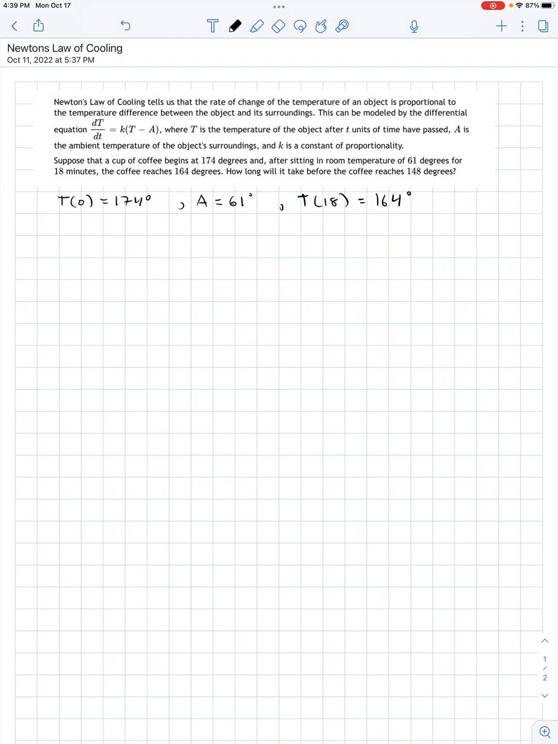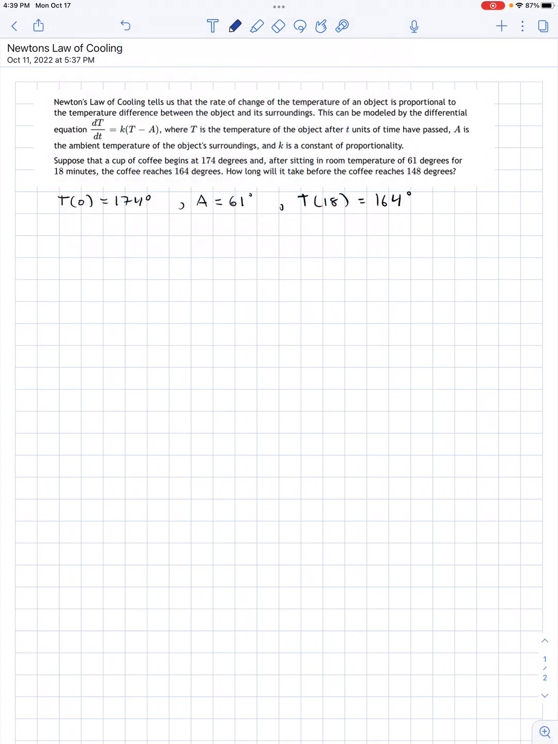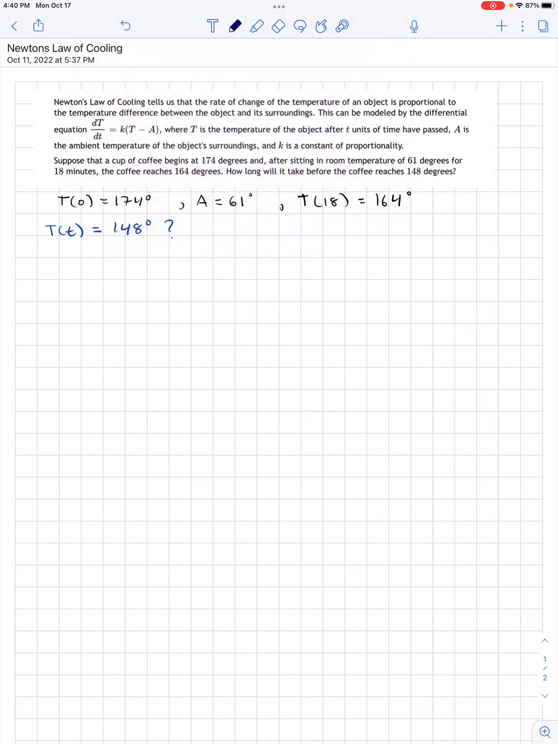Wonderful. And what we want to know is how long it will take before the coffee reaches 148 degrees. So essentially what we want is the time at which the temperature is 148 degrees. Right? So given all that information, it's time to plug into our differential equation some of the stuff we know, and then of course solve it, which is the funnest part of it.